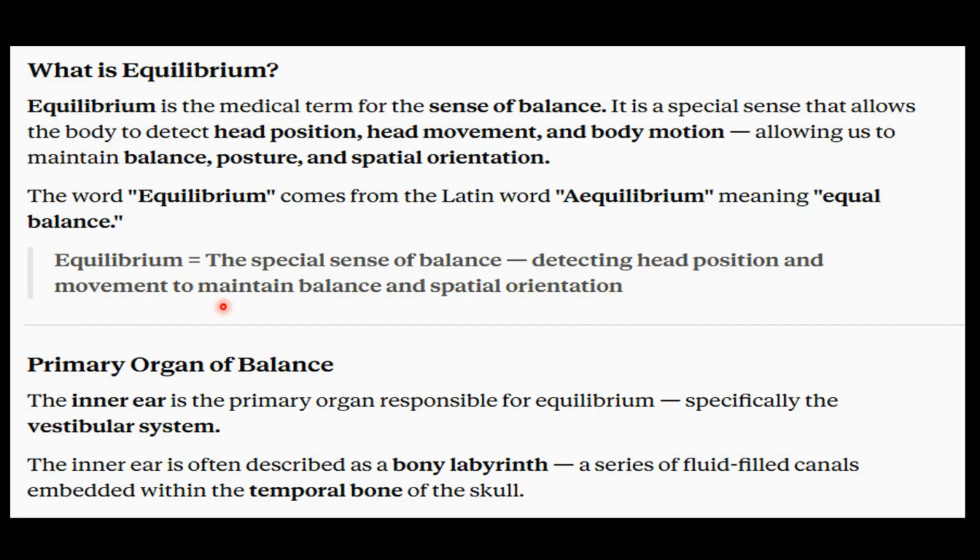Clear? Now this is clear, like what is equilibrium, but what is the primary organ for the balance? The primary organ for the balance is the inner ear. Yes, it is the inner ear. The inner ear is the primary organ responsible for equilibrium, specifically the vestibular system. The inner ear is often described as the bony labyrinth, a series of fluid-filled canals embedded within the temporal bone of the skull. Clear? So I think this part is clear to everyone.